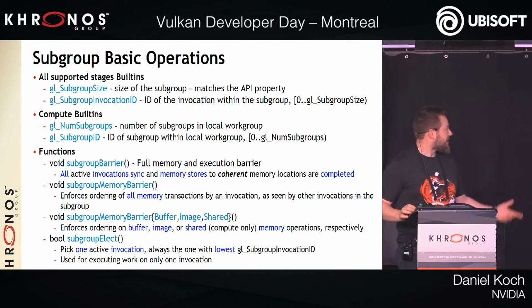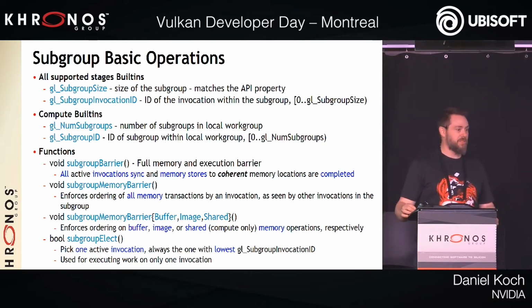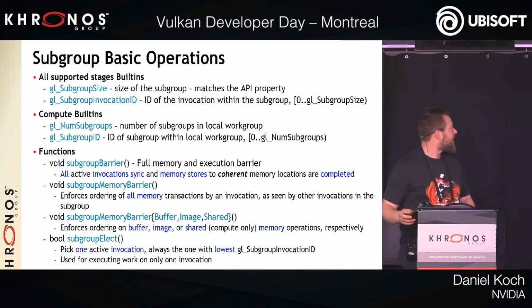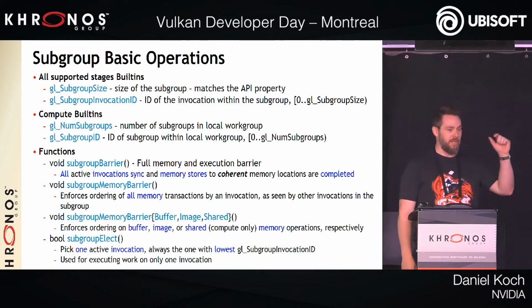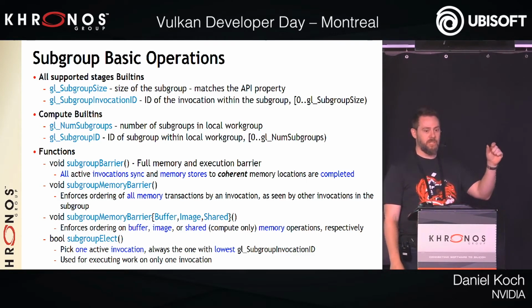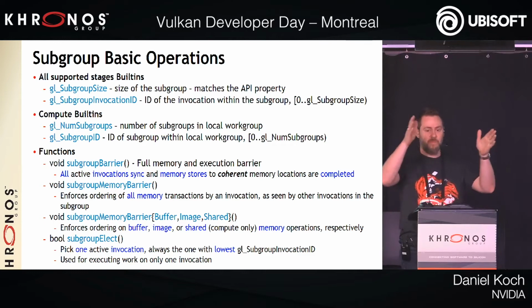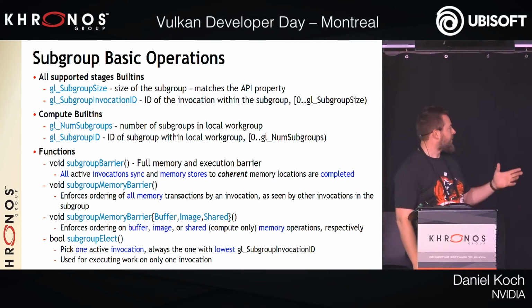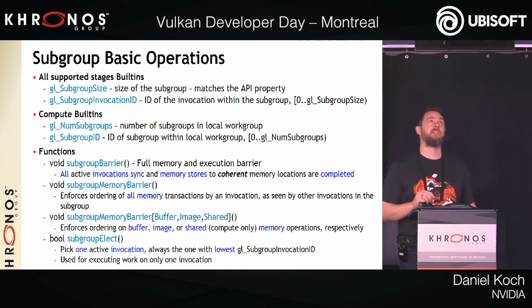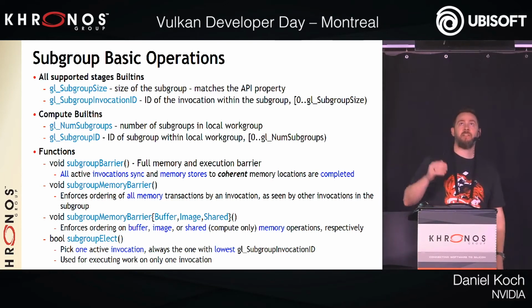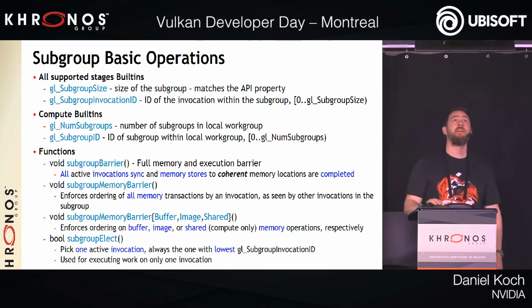So subgroup size is how big your subgroup is. That's a constant for the device. It's going to match the query from the API. And the subgroup invocation ID, so within a subgroup, so maybe 32, you're going to know which invocation this particular invocation is. So you can find out. That ranges from 0 to subgroup size minus 1.